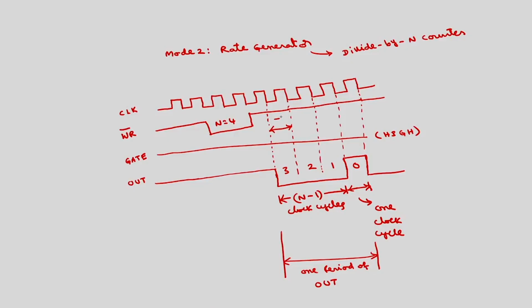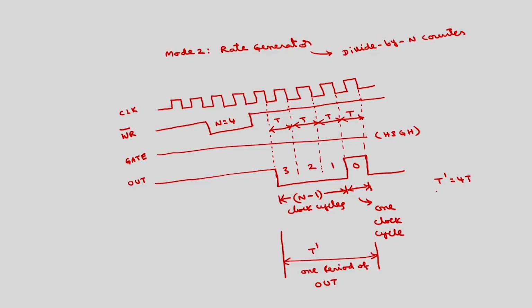If I call one period of the clock as T, T, T, and one period of this out signal as some T dash. This is T, another T, another T. So what is the relation between T dash and T? T dash is equal to 4 times T.